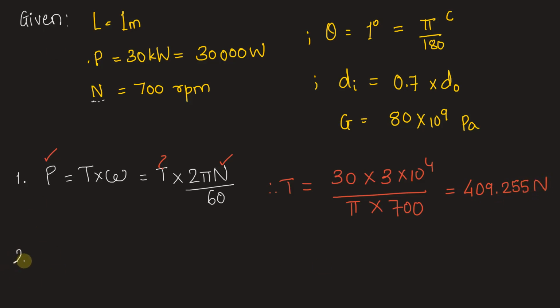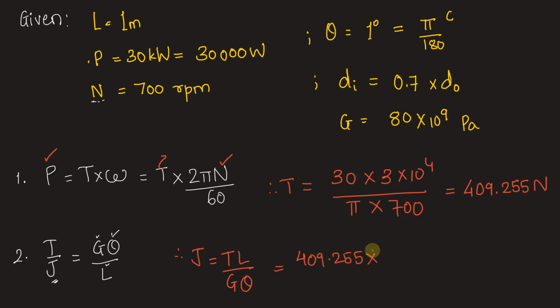We will use the pure torsion equation T by J, where J is the polar moment of inertia, is equal to G theta by L. As given, G is the shear modulus, modulus of rigidity, theta is the angle of twist, and L is the length of the shaft. So we know all of these four quantities. The thing that we don't know is the polar moment of inertia J, because we don't know the diameters. So we can find J from here. Hence, by rearranging, J will be equal to T into L by G into theta. Let's substitute. T we found out here.